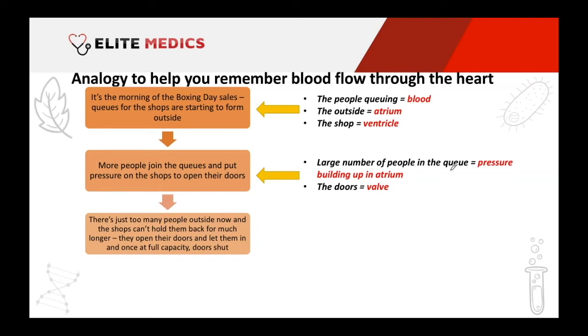They're just going crazy out there. They want to be let in. And so they're like, okay, right, let's open our doors now. So they open their doors and let them in. And then once they're at full capacity, they shut their doors to stop more people coming in.